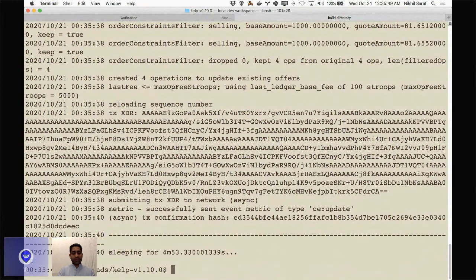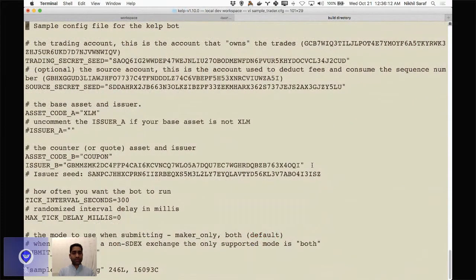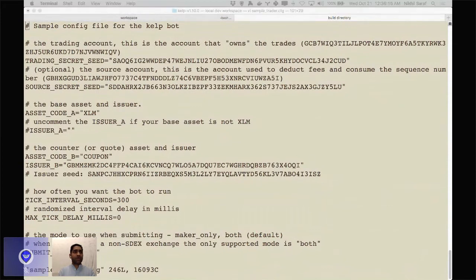But I think this might be leaving some questions unanswered, like, well, what account was it running on? Where is it running? So the reason we have that is just to show you how easy it is to get started with running a trading bot. So let's customize this bot a little bit. So our secret keys are listed in the sample trader file. So let's edit that. So again, this is on the test network. So I have some secret keys over here that I'm going to copy.